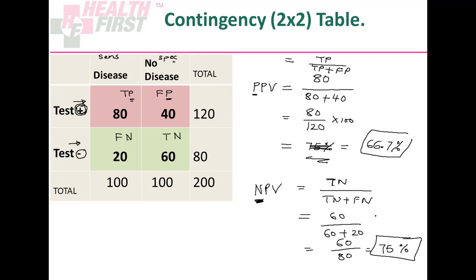So this means that if a patient were to test positive with this particular screening test, then there is a 66.7% chance that they truly have disease. And if they were to test negative, then there is a 75% chance that they truly do not have disease.